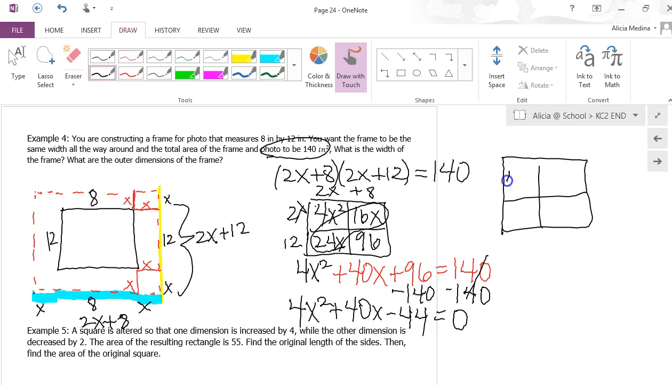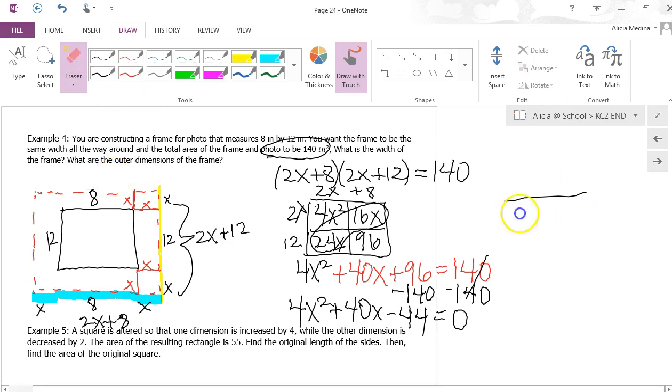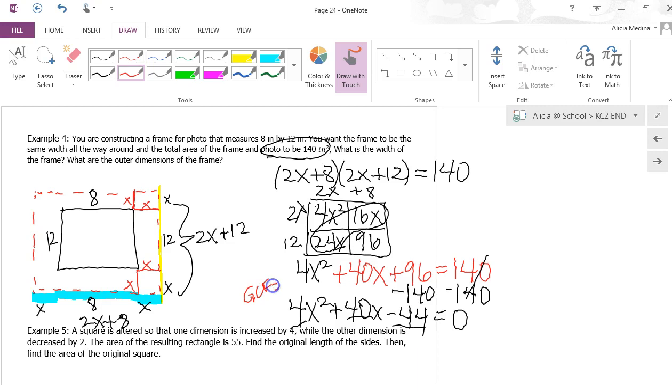So this is going to be a 4x squared. But actually, before I even write this, I noticed that I can probably simplify each of these terms by a number, right? I'm going to try to remove a GCF before I even try to factor, making it a little bit easier for myself. So if I look at all those coefficients, they can all be divided by 4. So my GCF here is going to be a 4.